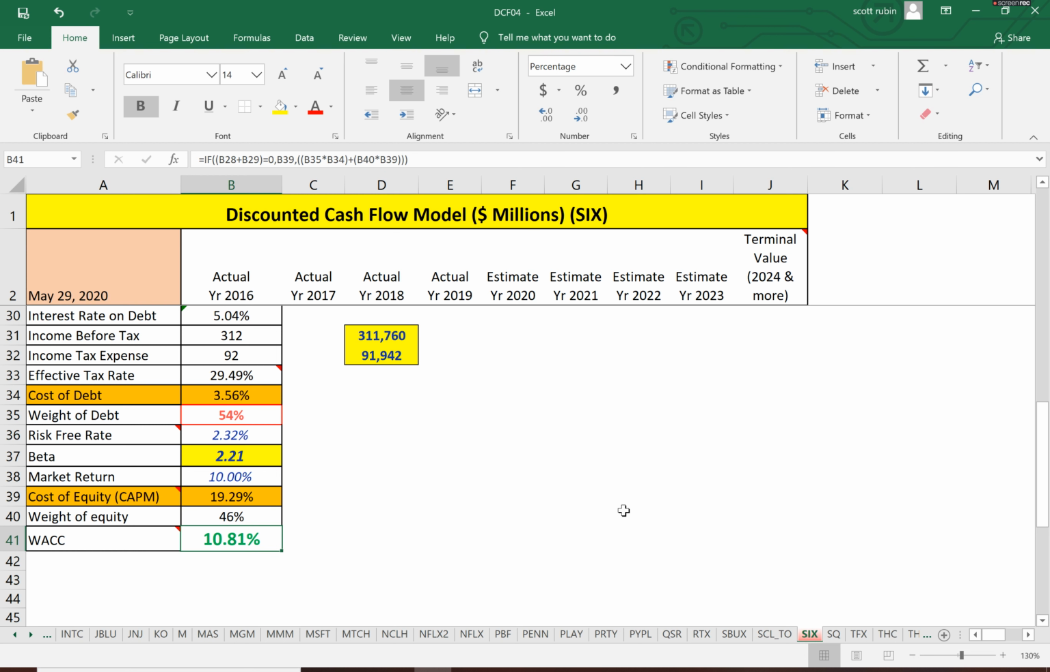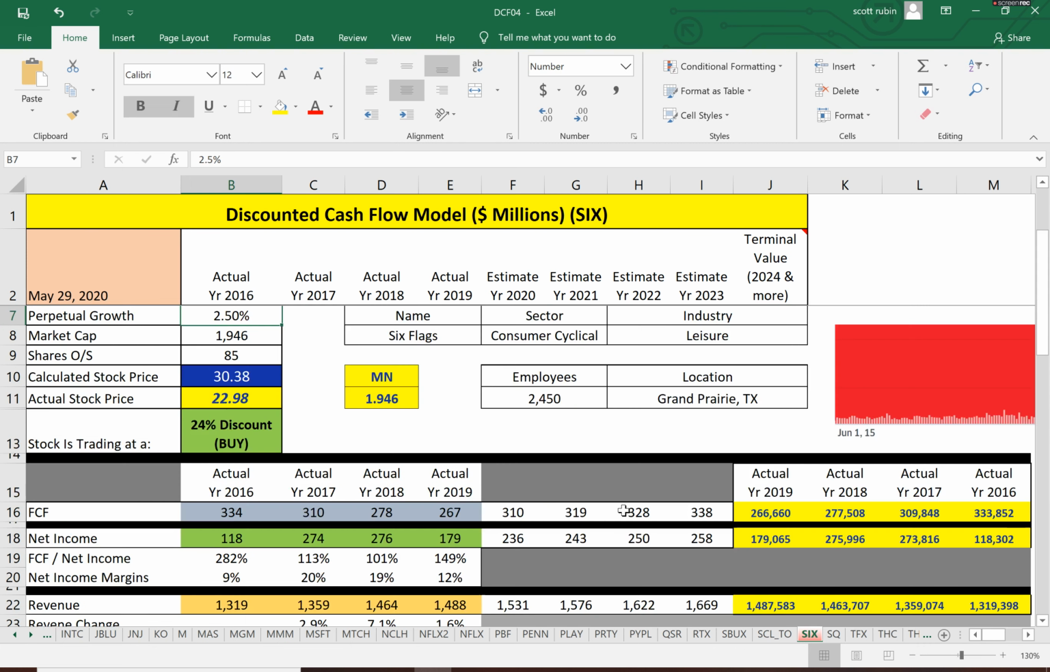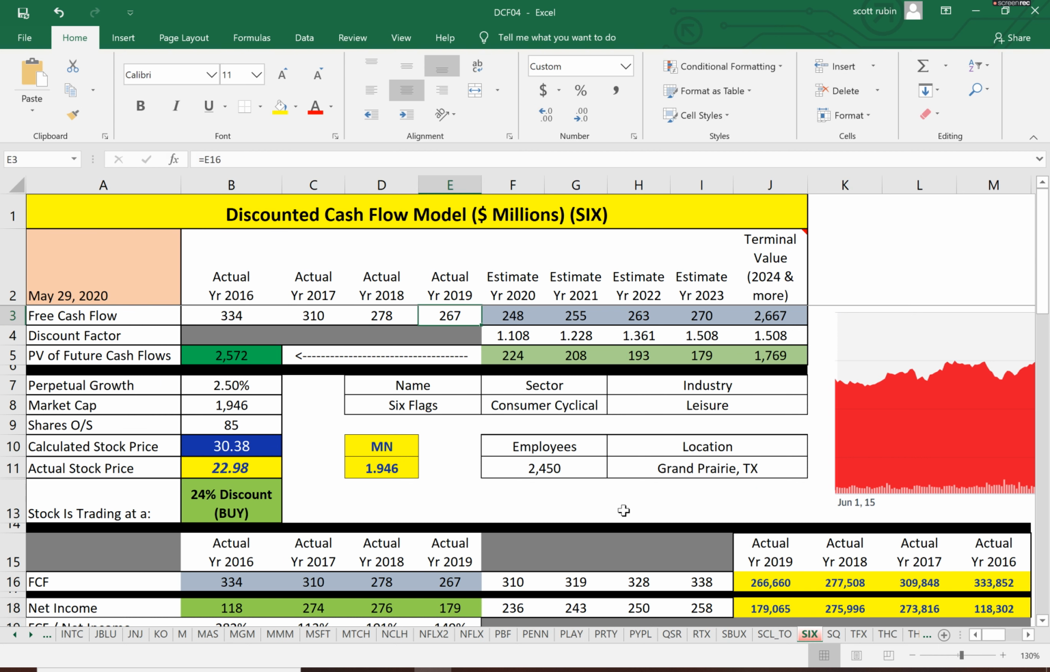Now this number, 10.81%, is the price Six Flags pays to obtain financing, whether through debt or equity. So Six Flags needs to generate at least this much profit a year to add value to its investors. And if it does not, year after year, it will eventually go bankrupt. But this is their discount rate. Every company has their own discount rate. So let's check to see our calculation.